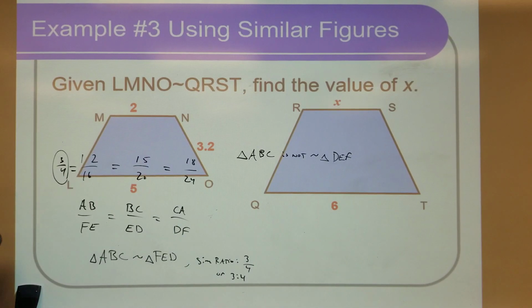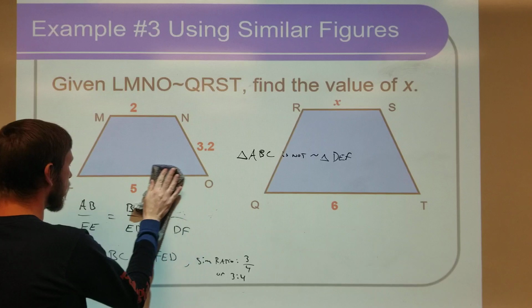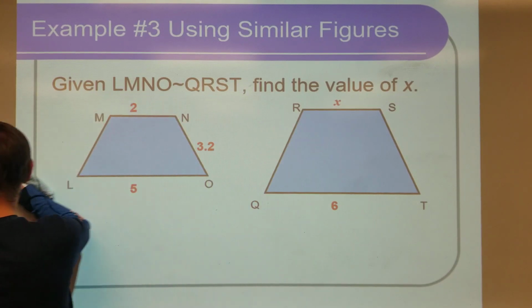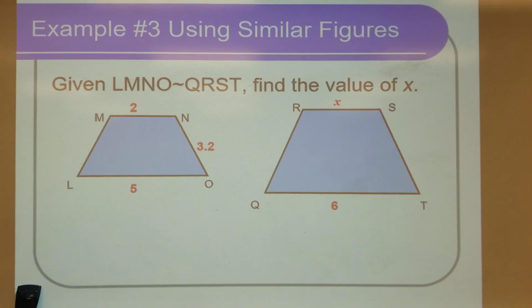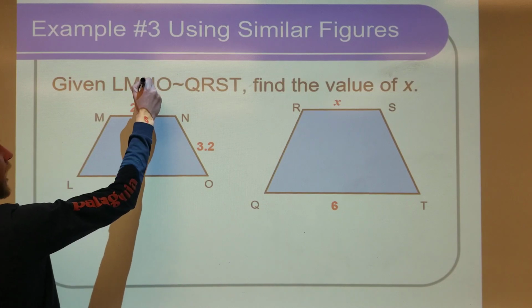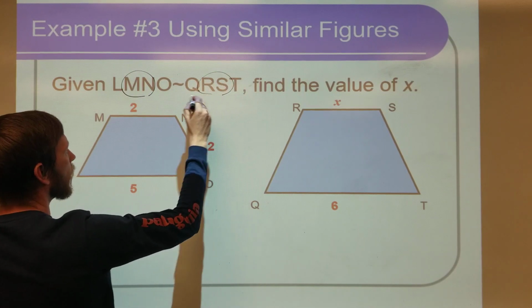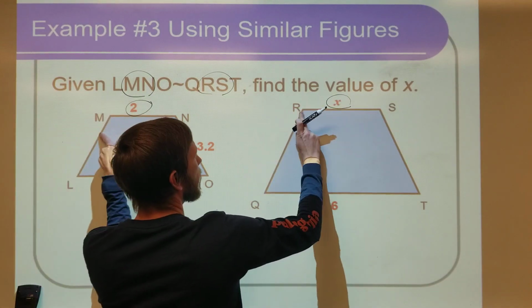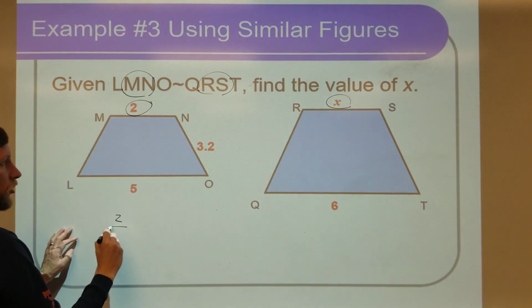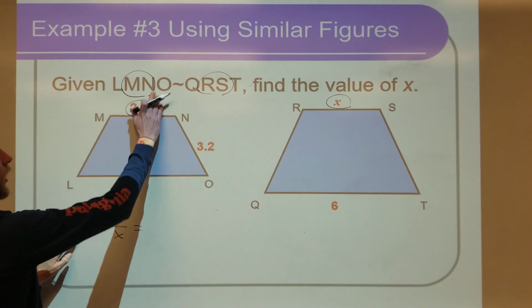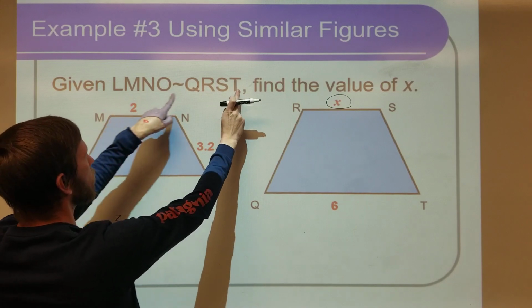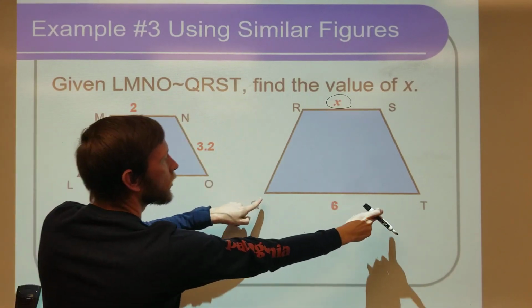Now, applying similarity. If we know that figures are similar, that means that we know that their sides are proportional. And so in this case, we would know that MN corresponds with RS. So this length goes with that length. The length of segment MN goes with the length of segment RS. So I can say 2 over x is going to equal the length of segment LO compared to the length of segment QT.